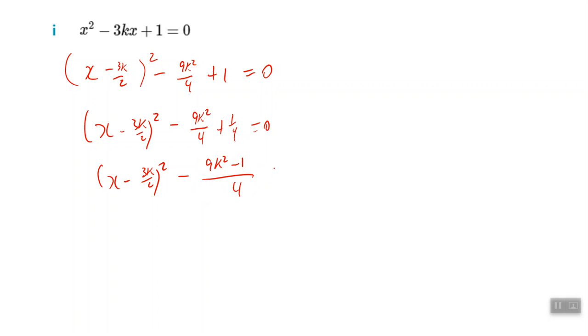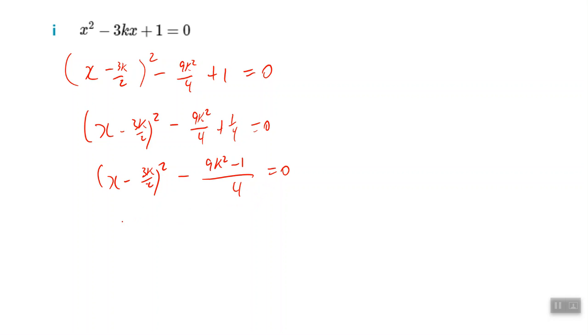So then what you're going to do is you want to solve it by completing the square. So we've already completed the square. All we need to do is, you can do it either two ways. You can bring the 9k minus 1 over 4 on the other side, or you can do a dots pattern. So it's up to you. I'll do it both ways.